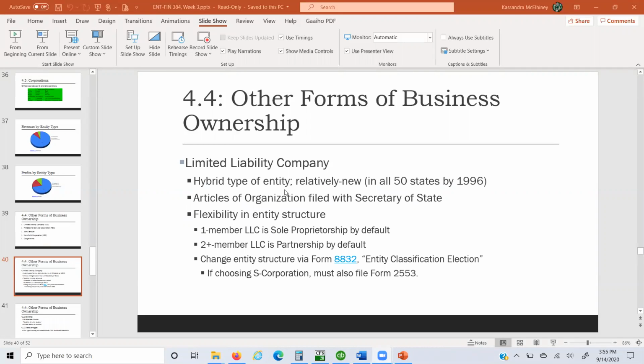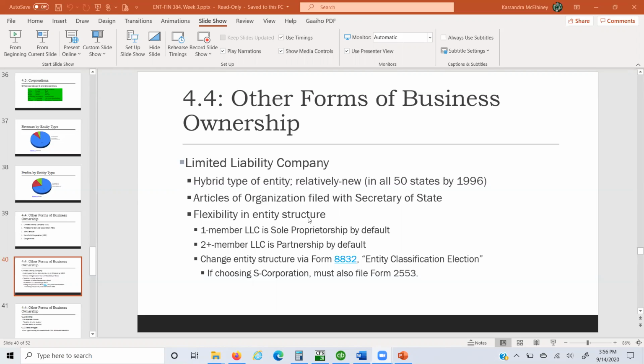The limited liability company is a hybrid type of entity, which is relatively new. It was not in all 50 states until about 1996. I can't remember who the last state was to adopt limited liability companies. But you file something with your Secretary of State called not Articles of Incorporation, but Articles of Organization. And it's a similar process, though, to filing Articles of Incorporation with the Secretary of State.